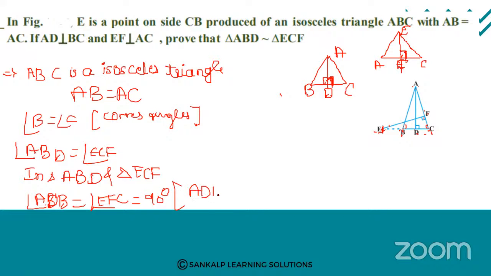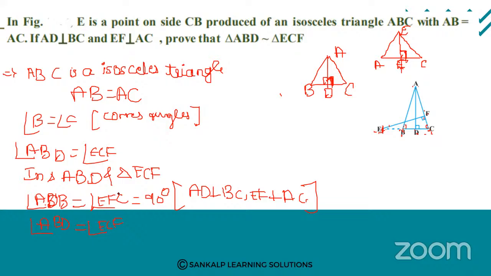AD is perpendicular to BC and EF is perpendicular to AC. Now here angle ADB is equal to angle EFC. That means angle D is equal to angle F, which is 90 degrees. That means these two angles are equal. And ADB is equal to ECF.